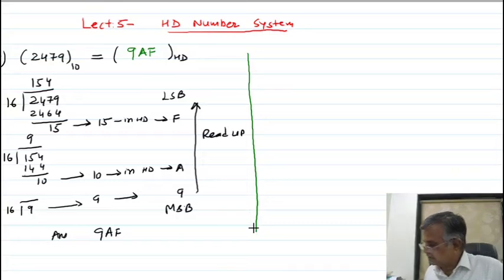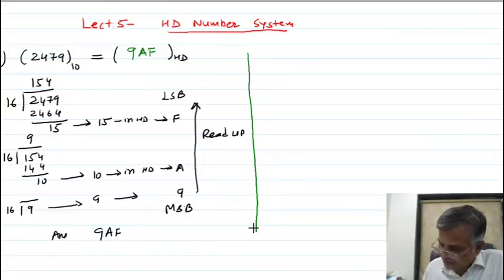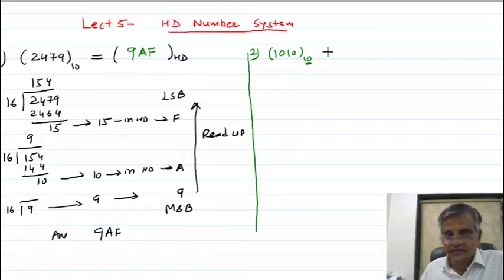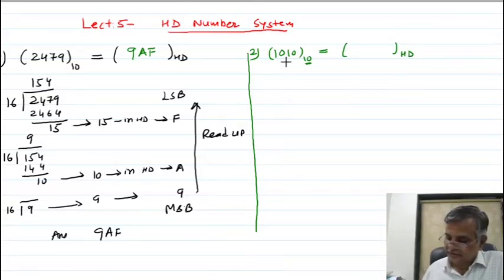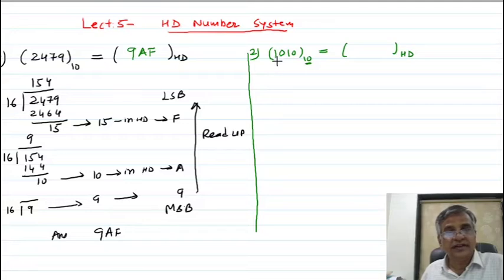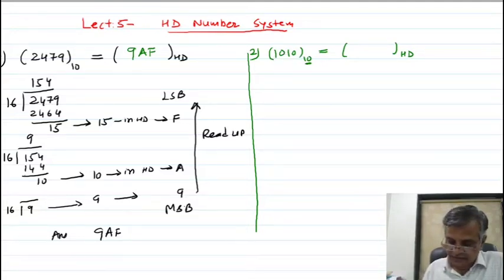Second numerical I am discussing: convert 1010. Remember, this is not binary, it is a decimal number. It is decimal, so I have to mention decimal here. So find the hexadecimal equivalent of this decimal number.